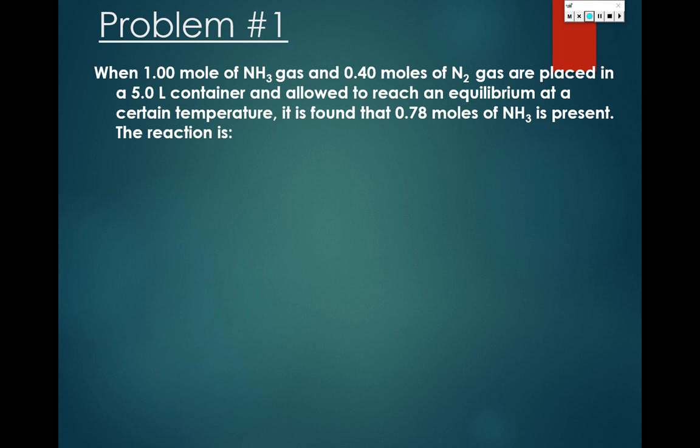Okay, it is found, allowed to reach equilibrium, that 0.78 moles of NH3 is present. So initially we put some in, then it reached equilibrium, and the equilibrium concentration was calculated. Okay, so we have I and we have E. So you have to be given the reaction, and of course you want to make sure this is gas, gas, gas, right? It has to be gas or aqueous.